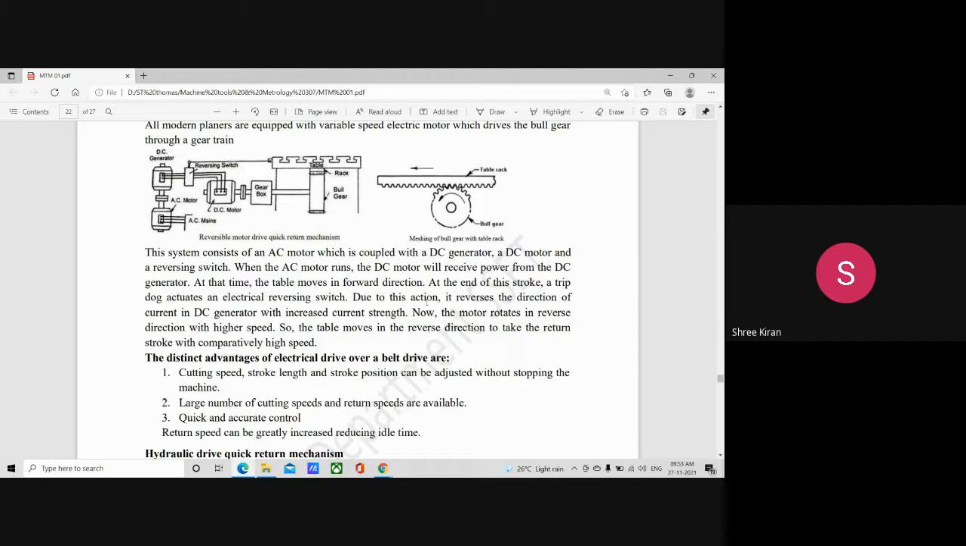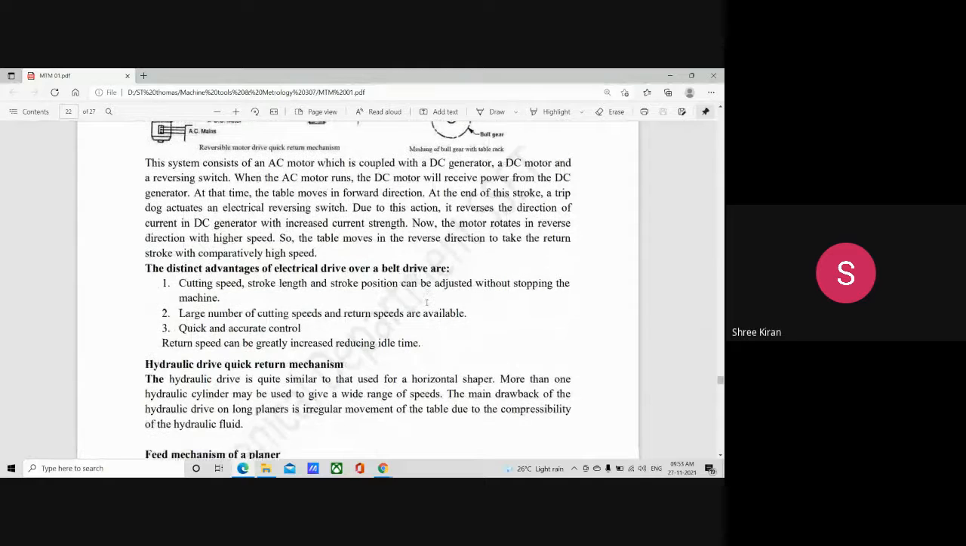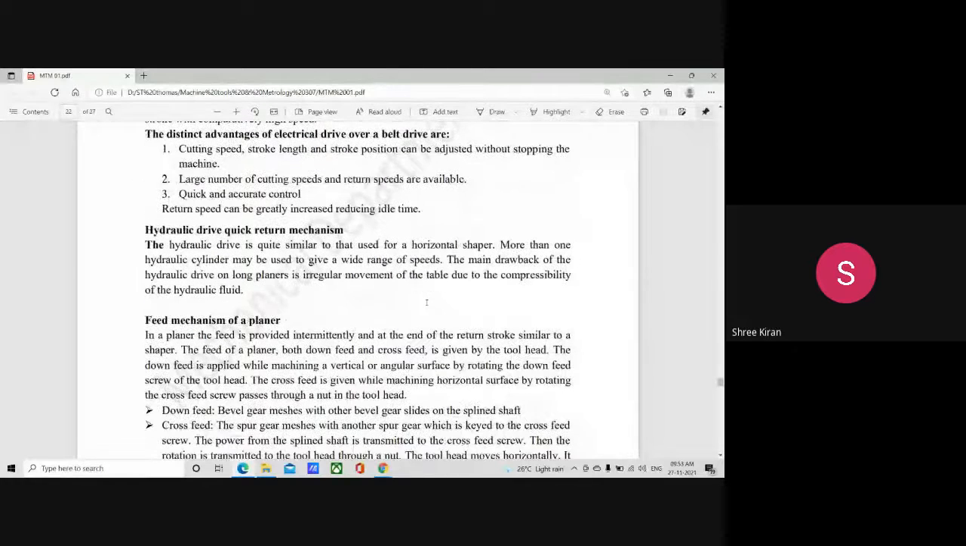The main advantage is that a large number of cutting speeds and return speeds are available, and also, without stopping the machine, cutting speed, stroke length and stroke position can be adjusted. Okay, this is what we say in the case of the engine. Now we say about a hydraulic drive quick return mechanism.